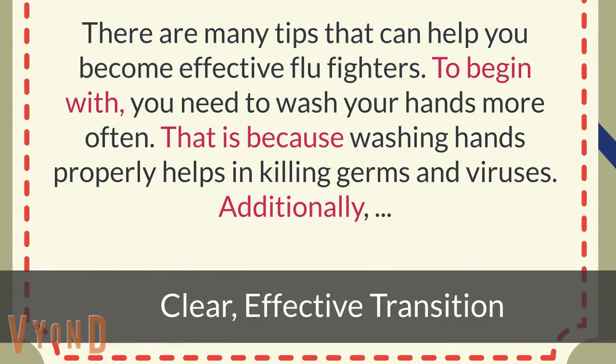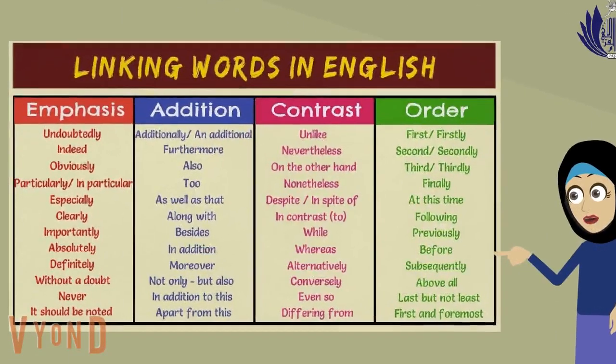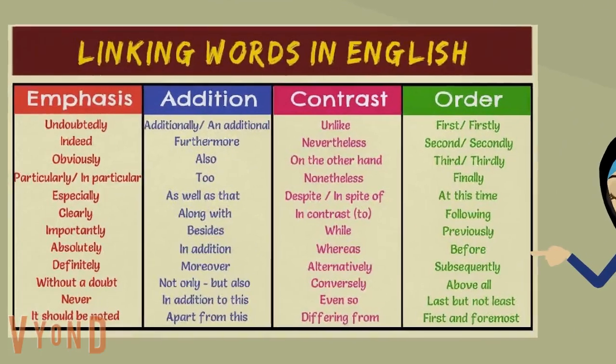The second feature is clear effective transition, which means to help your readers make relationships between your ideas. We use transition words to help us achieve that. So, in the case of Aisha's paragraph, we can see some transition words like to begin with, that is because, additionally, and so on and so forth. Here are some more transition words that can help you when you are doing your writings.